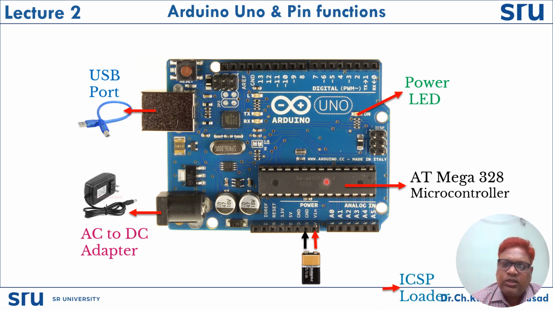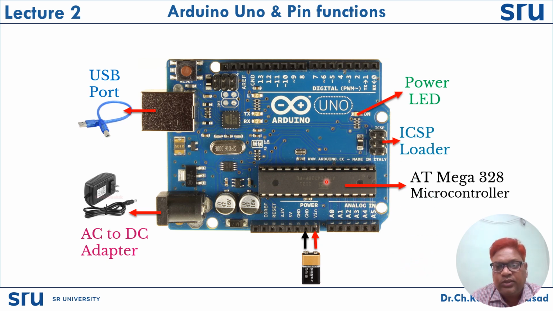The other method is with the help of the ICSP header, which is an in-circuit serial programmer. With the help of this option also, you can upload the code into the ATmega328P microcontroller.